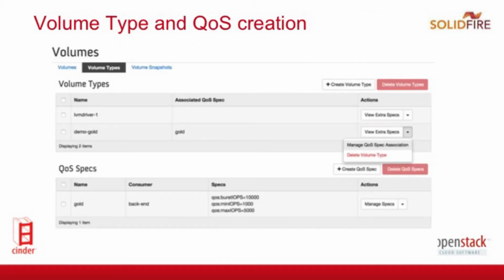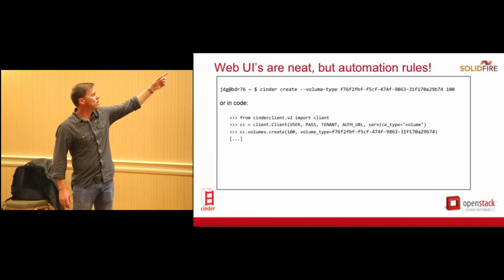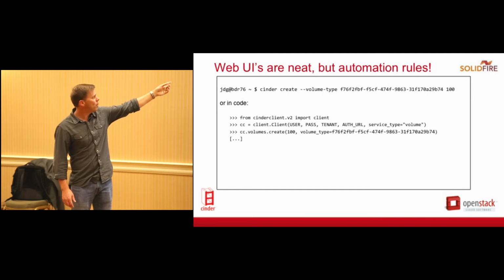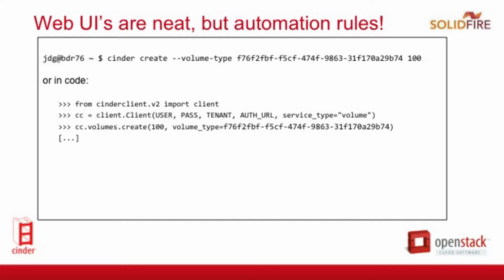So now what happens is when a user goes in, and I went ahead and switched to the dashboard to show you this stuff is also in the dashboard for people that like GUIs. So an end user comes in, they'll say, I want to create a volume. I'm going to use that demo gold type that I created with those QoS settings, and I'm going to do 100 gig. Create volume, and off you go. The top is using the Cinder client shell. And then the bottom is, if you just want to write your own automation and have your own code, you can import the Cinder client libraries and do things directly that way as well.